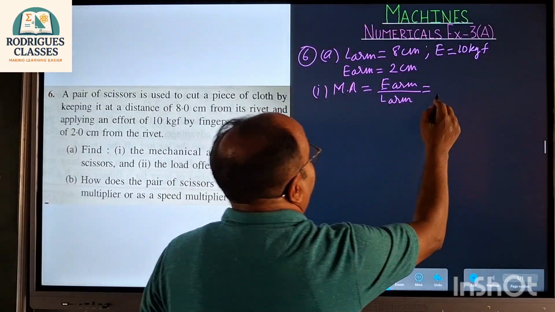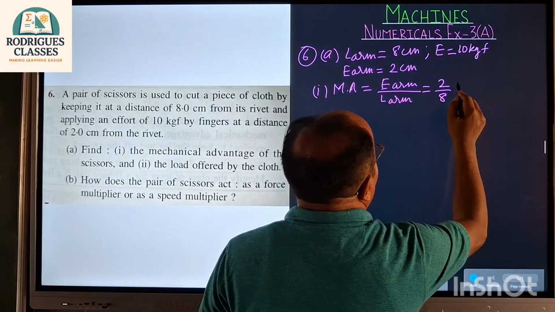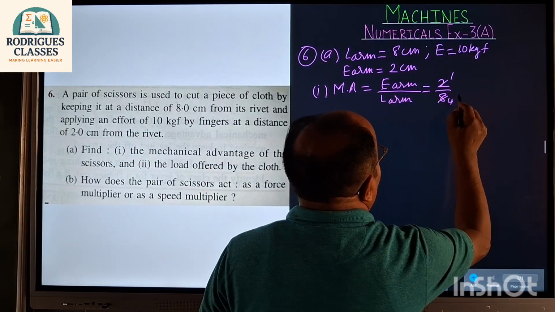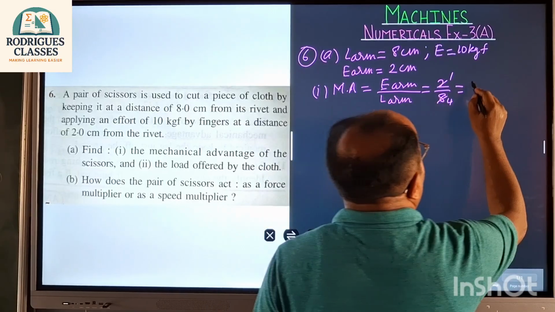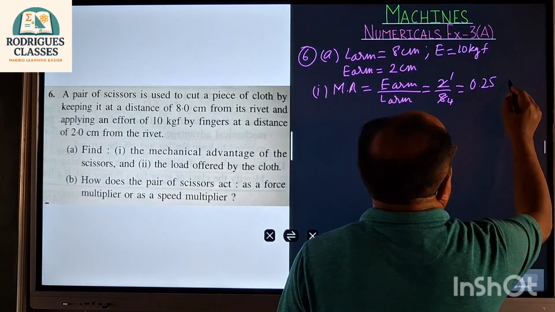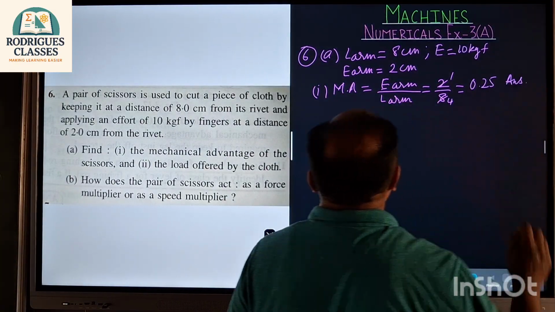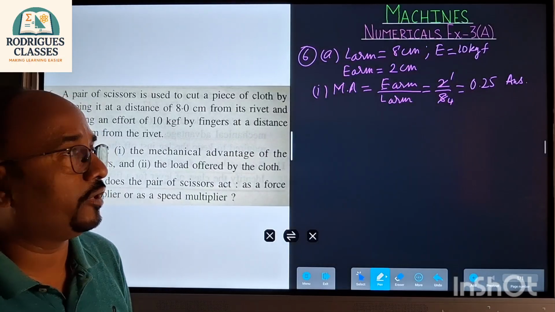So effort arm we have 2 by 8. So 1 by 4, and if you divide that it will give you 0.25. So this is your first answer, mechanical advantage, so no unit.